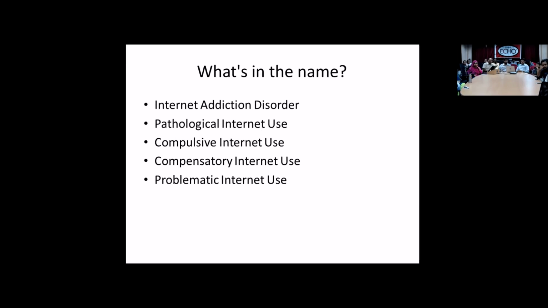So what's in the name? As I said, people call it internet addiction disorder, saying this is a behavioral form of addiction. There is also another group of people who model it on pathological gambling, who say this is not addiction, this is a pathological gambling kind of issue, hence pathological internet use. Another group believes it is an impulsive-compulsive spectrum issue, and hence would like to use compulsive internet use. Another group calls it compensatory internet use, wherein people compensate for underlying anxiety, as we saw in a previous case. And another set of people say there is some problem, we don't know what the problem is, let us call it problematic internet use.